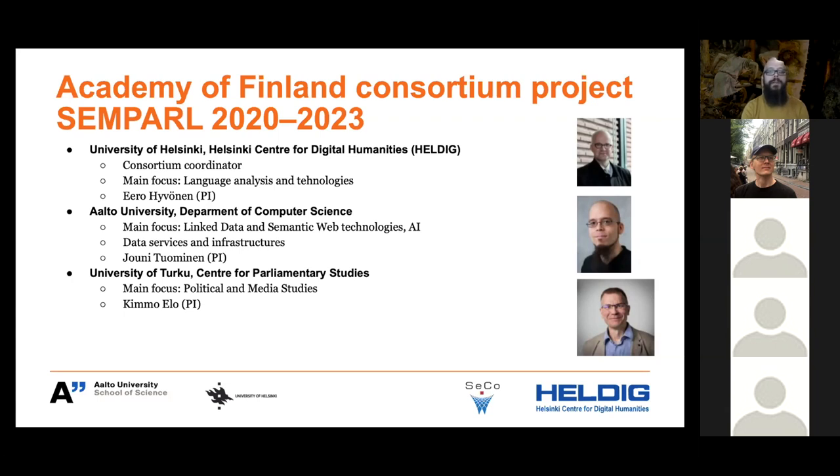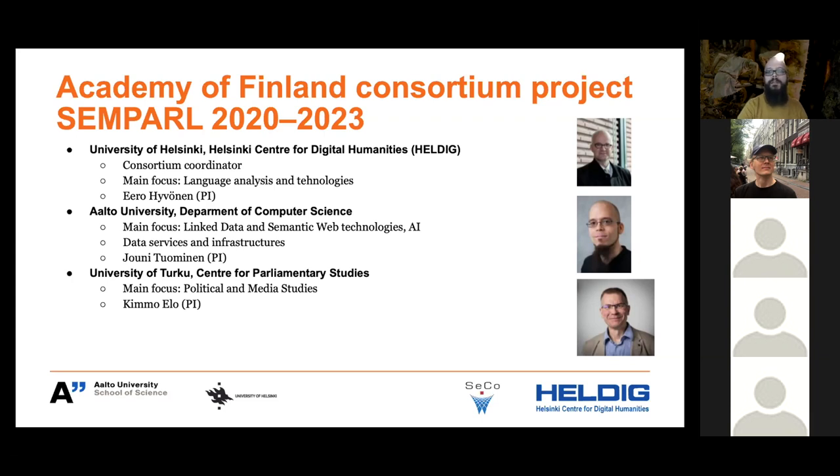And finally, the third partner is from the University of Turku, the Center for Parliamentary Studies, where the main focus is the political and media studies. So the third partner is the actual digital humanities researcher. And the first two of the partners are building the infrastructure. So this is a very nice example of a digital humanities project from my perspective.